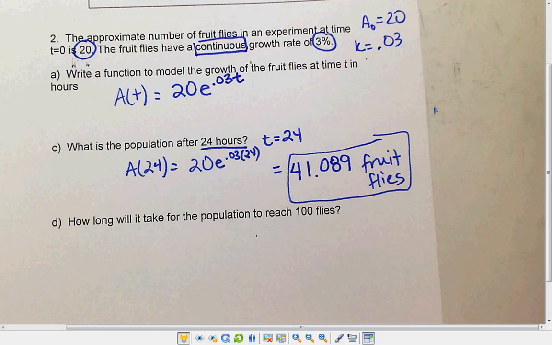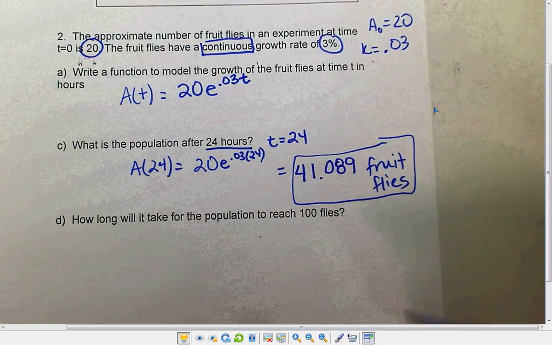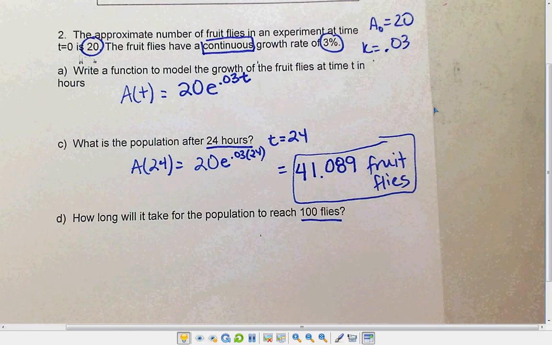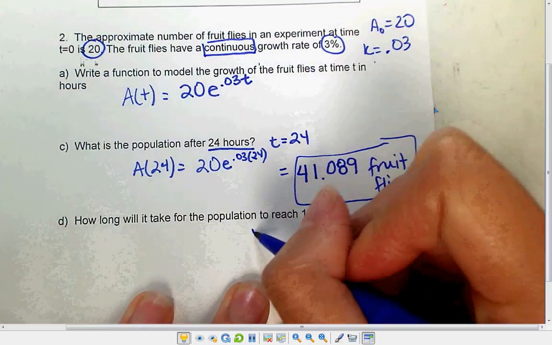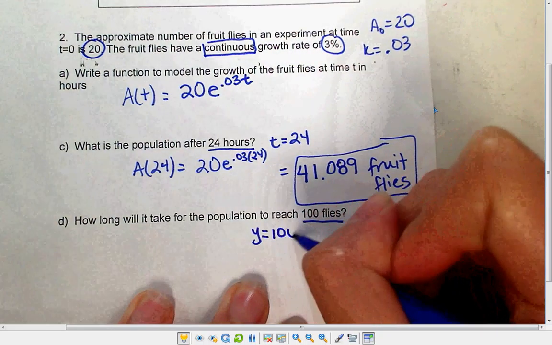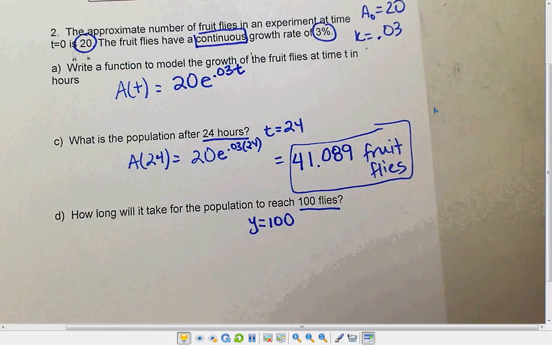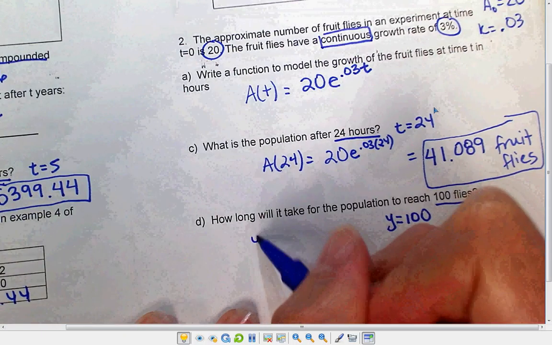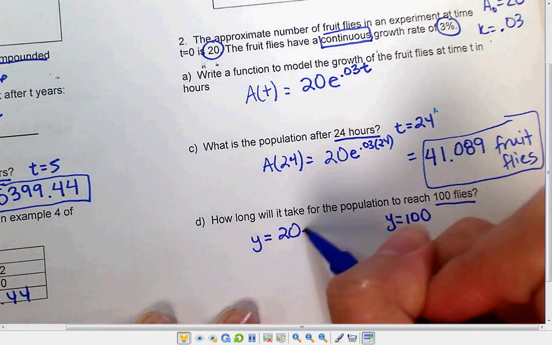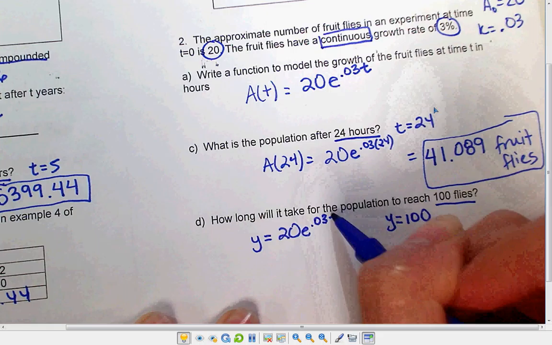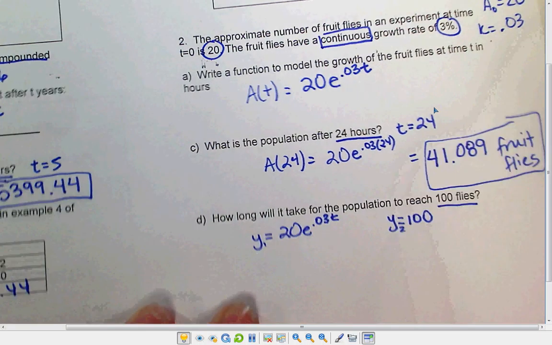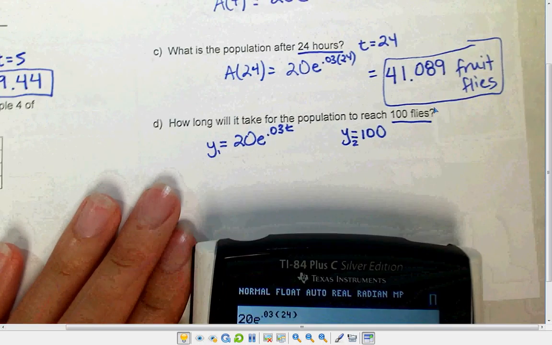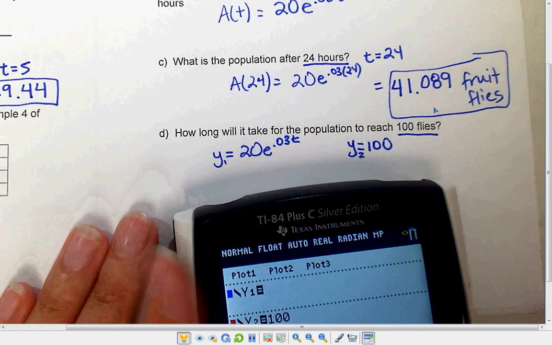The next section is asking you how long will it take for the population to reach 100 flies. So in this case, this is not time anymore. This is now my y. So y equals 100. To figure this out, I'm going to have to use my calculator. I'm going to type into y1 my original, and y2 is 100. So I'm going to go into my y equals.